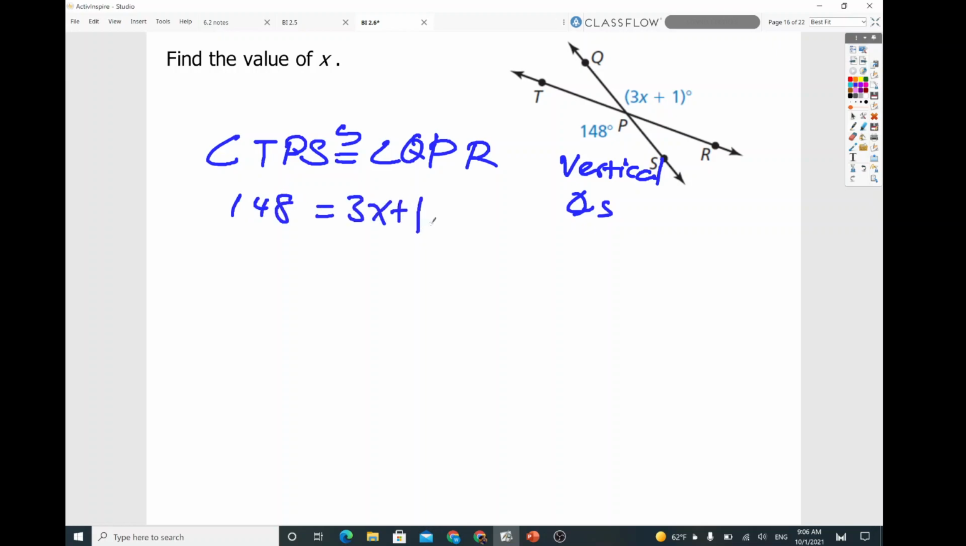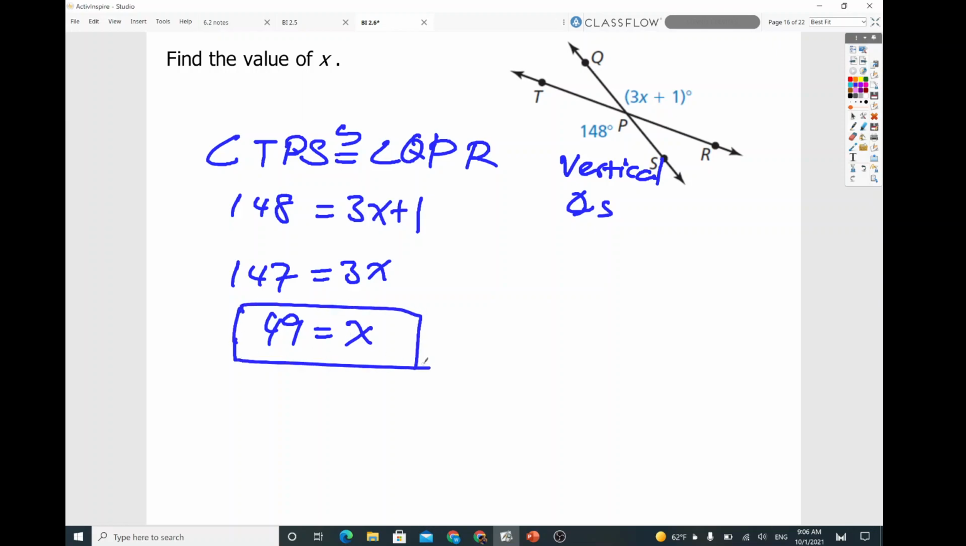This one is very straightforward. Subtract 1 from both sides, so we got 147 equals 3x. Divided by 3, so 4 times 3 is 12, 27, so 49. So x equals 49. It's just a variable, there's no need to put in a unit.